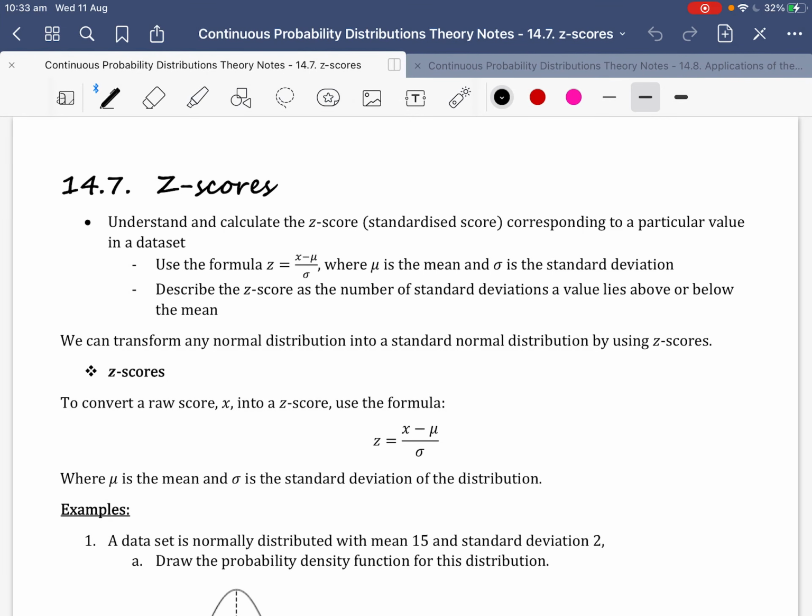So we can transform any normal distribution into a standard normal distribution by using z-scores. To convert a raw score, x, into a z-score, we use the formula z equals x minus mu, which is x minus the mean, over standard deviation. This is where mu is the mean and sigma is the standard deviation of the distribution.